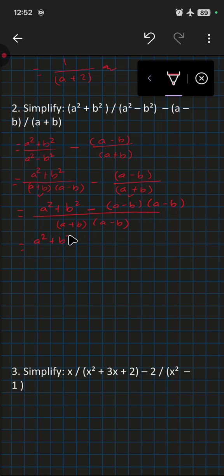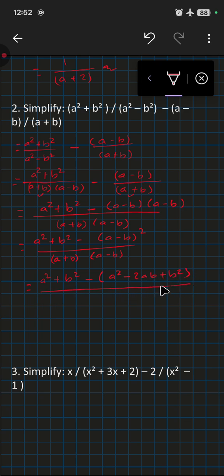a square plus b square minus 2 times a minus b, or you can multiply a into a, a into b, b into a, b into b. That can also be done, and you can write it as a minus b whole square, so that you can use the formula of a minus b whole square in expanded form. What is that? The minus sign is in front, that is why it will be written like this: a square minus 2ab plus b square.